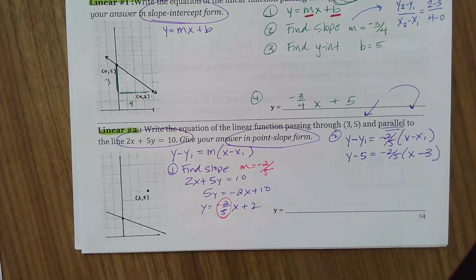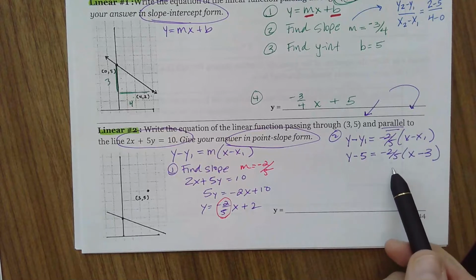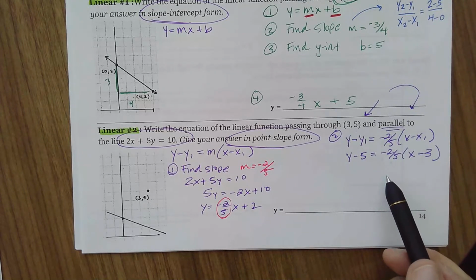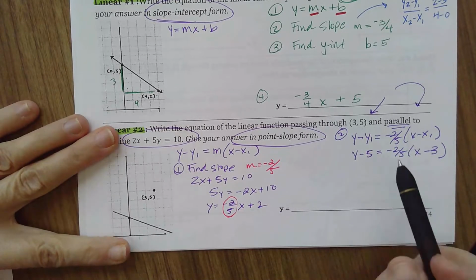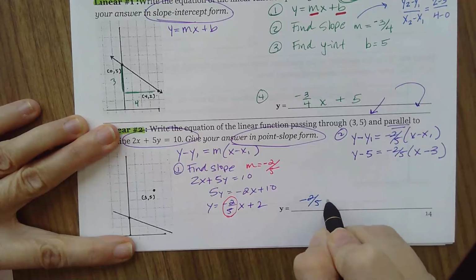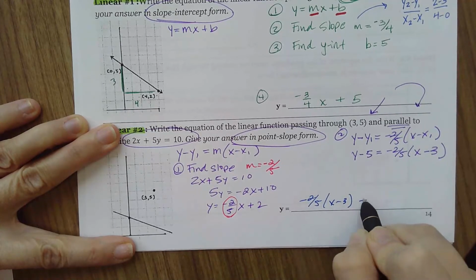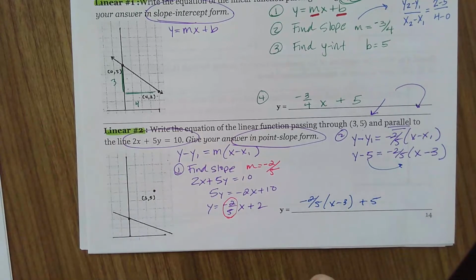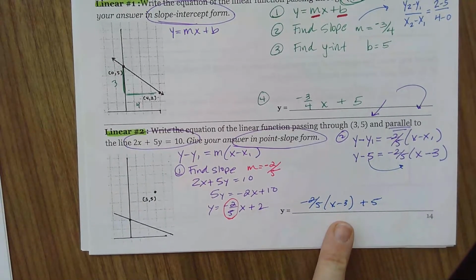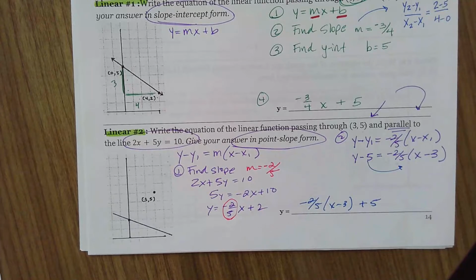And that's it. So you could leave your answer like this if it asked for the answer in point slope form, but the more common way to write this would be to go ahead and solve for y. So all that means is I would add 5 to both sides, to move this 5 over here. So this is the equation in point slope form. All right, so that was your refresher on linear functions. Let's jump ahead to quadratics.